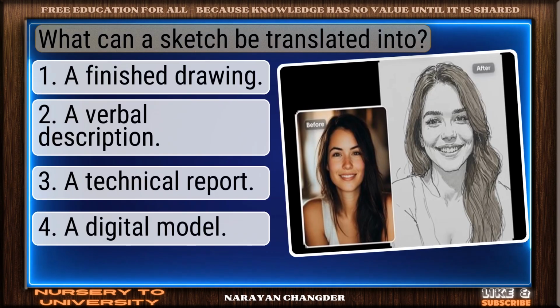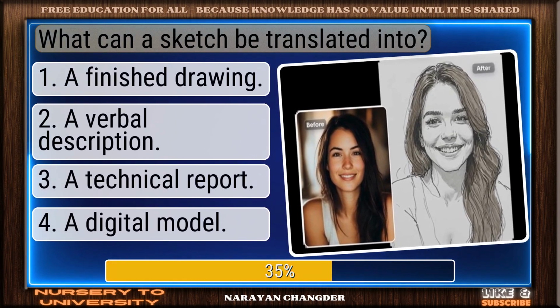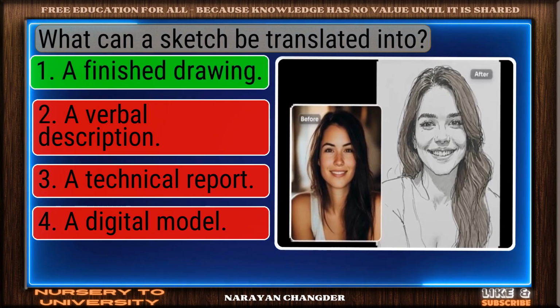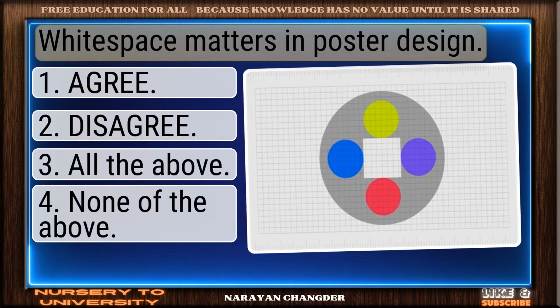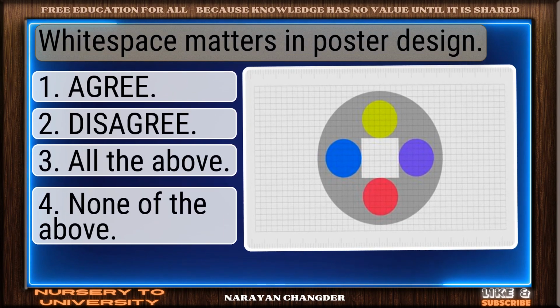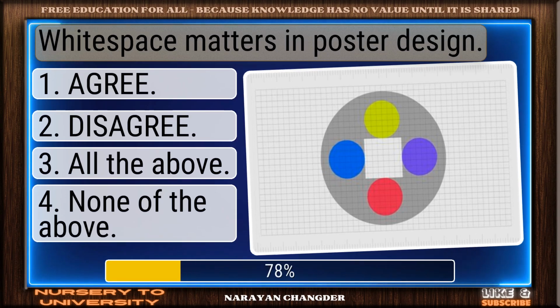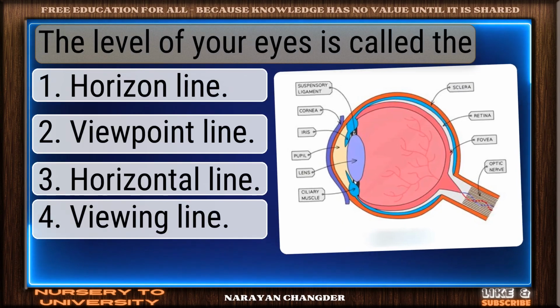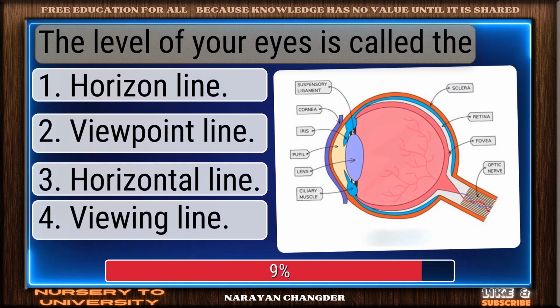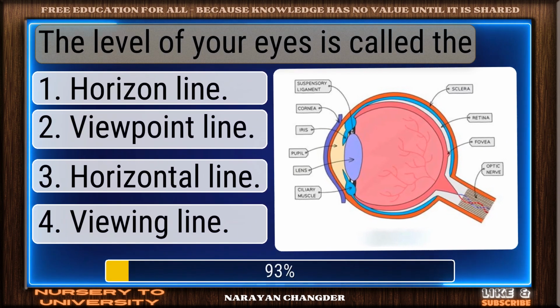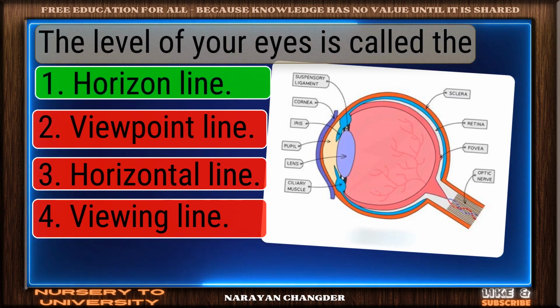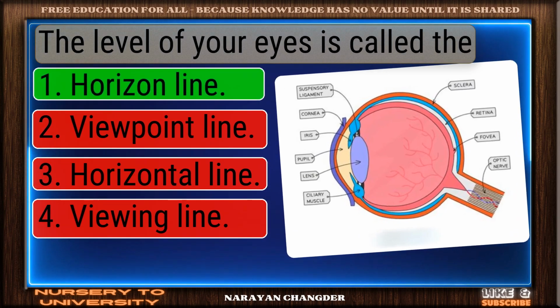What can a sketch be translated into? Smart pick. A finished drawing is the correct choice. White space matters in poster design. Well done. Agree is the right choice. The level of your eyes is called the... Nice selection. Horizon line is the correct and valid answer.